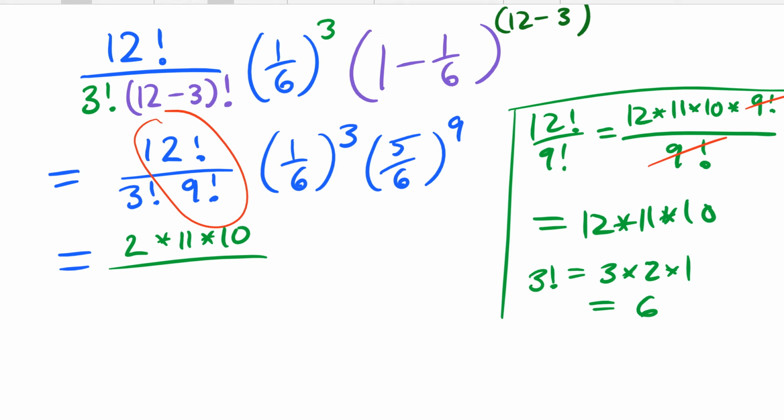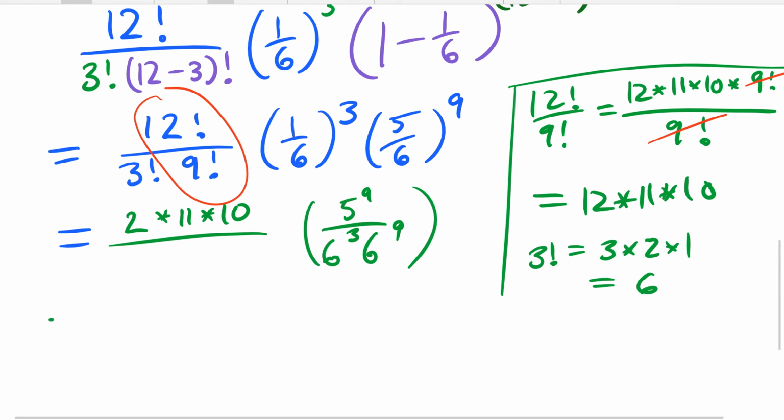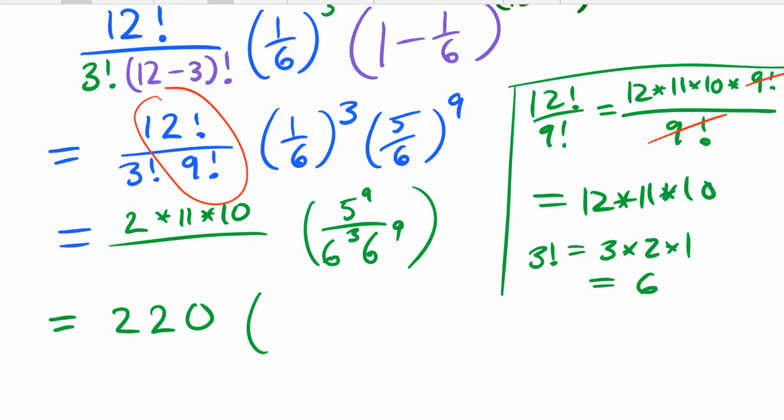There isn't much we can do with the fractions that follow. We do have 5 to the 9, and then based on algebra we have 6 to the 3 times 6 to the 9, which can be simplified. So 2 times 11 times 10 is 220. Then we have 5 to the 9 over 6 to the 12.